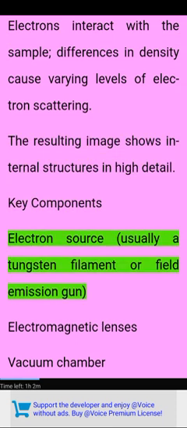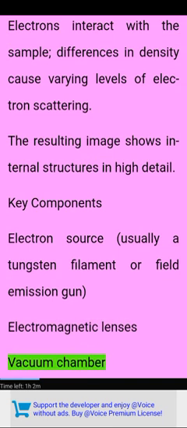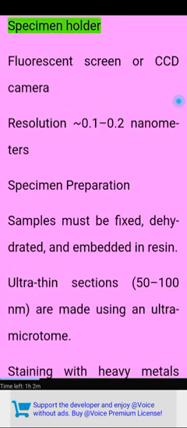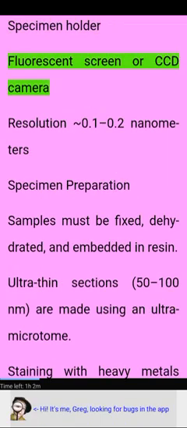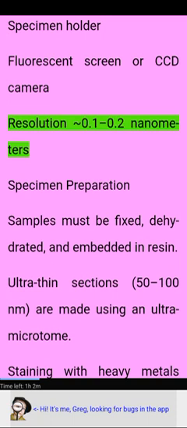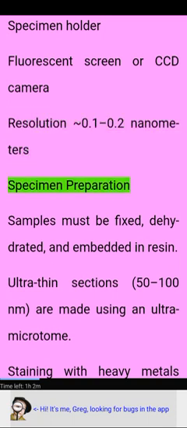Key components: electron source, usually a tungsten filament or field emission gun. Electromagnetic lenses. Vacuum chamber. Specimen holder. Fluorescent screen or CCD camera. Resolution approximately 0.1 to 0.2 nanometers.